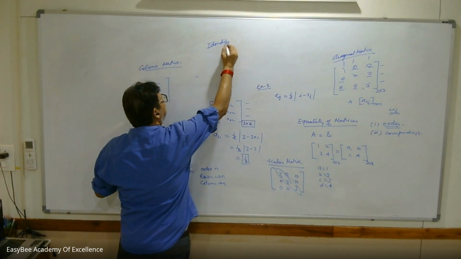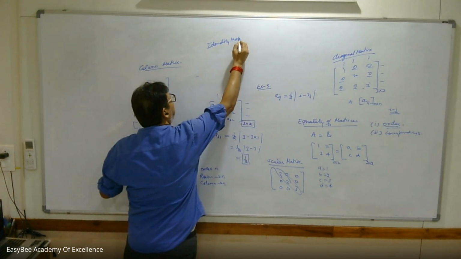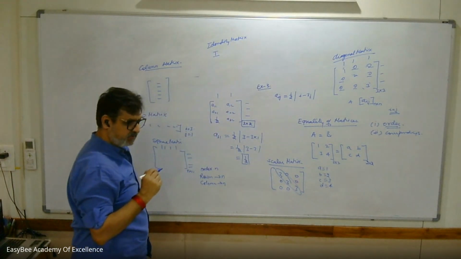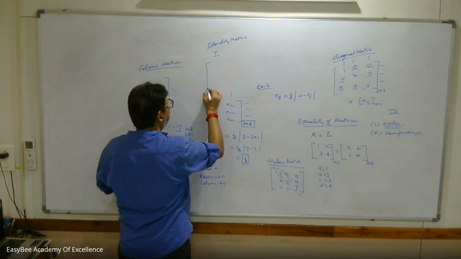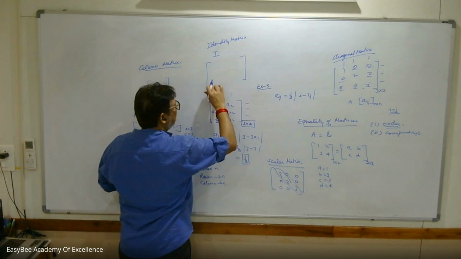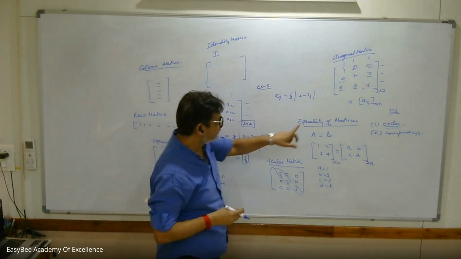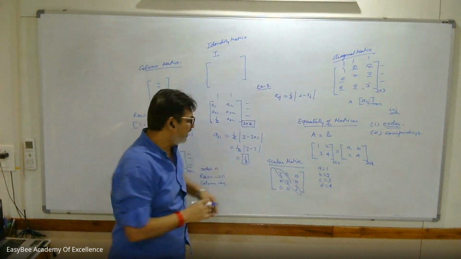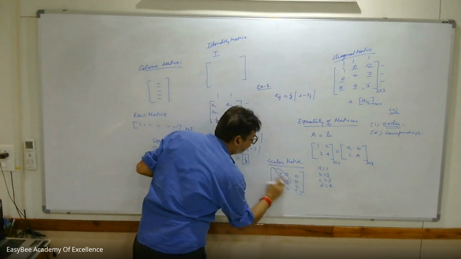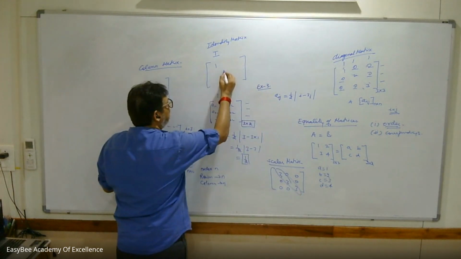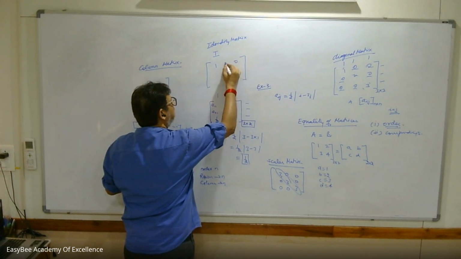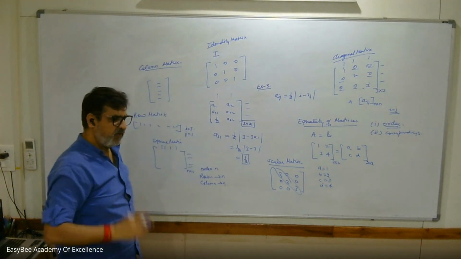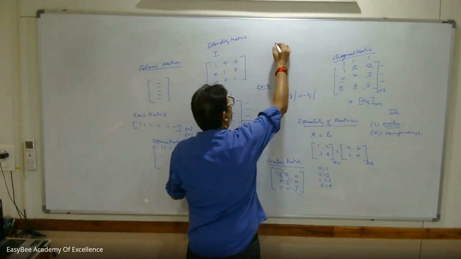Okay. Then we have the identity matrix. Identity matrix has a symbol called I. How do we write an identity matrix? It is a square matrix. It is a diagonal matrix. It is a scalar matrix. But what number should we write? It should be 1. The diagonal elements are all 1. So this is the identity matrix. Is it clear?